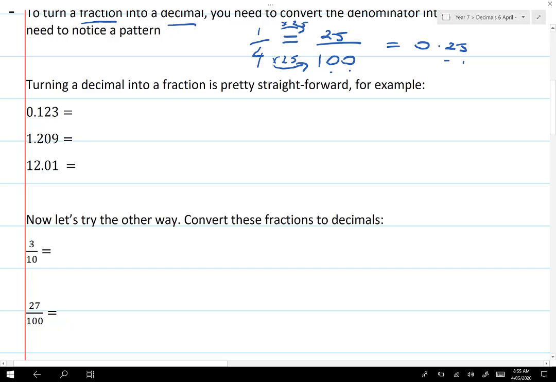So let's do that. 0.123. So there's 3 decimal places. So the bottom is a fraction with 3 zeros. And then the top is 123. And that's it, right? Now we could try and simplify the top and the bottom, but I know that there's no common factors between 123 and 1000.